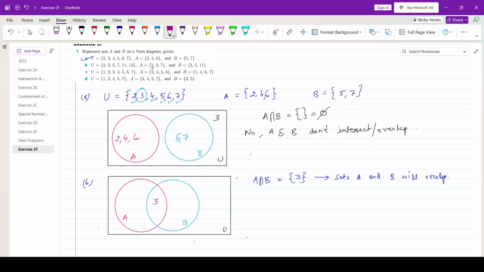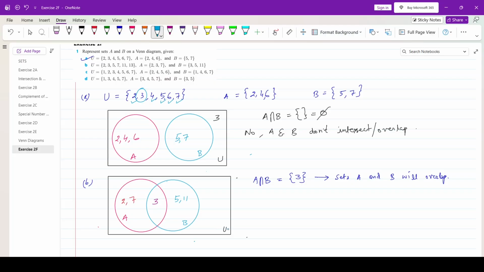Now, set A has 3 elements, 2, 3 and 7. 3 we have already considered. The remaining are 2 and 7. So, we'll write 2 and 7 outside this common part but inside A. And in set B, we have 3, 5 and 11. We know we have already written 3 inside B, 5 and 11 remain. So 5 and 11 will come outside the common part but inside B.